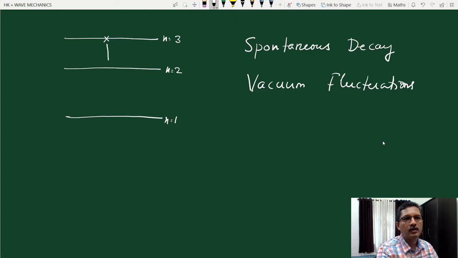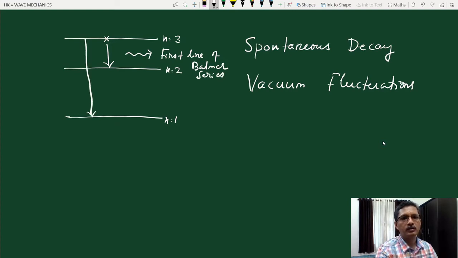This electron can undergo de-excitation to the n equal to 2 state. Then what you get is the first line of the Balmer series, n equal to 3 to n equal to 2. Now there is another possibility. The electron here can directly go from n equal to 3 to n equal to 1 state. Then the emitted radiation will be the second line of the Lyman series.